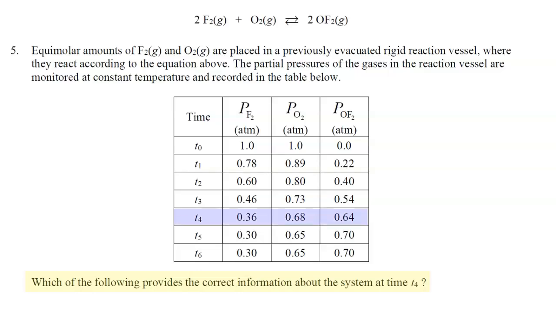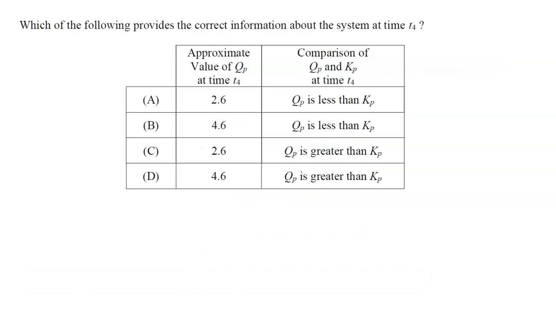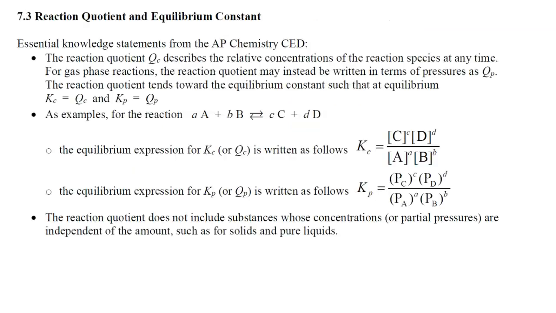Now, as we look at the 4 answer choices here in question 5, we can see that this question deals with what's called the reaction quotient, which is Q, as well as the equilibrium constant K. So this question relates to topic 7.3, reaction quotient and equilibrium constant. Now, the reaction quotient would describe the concentrations or the partial pressures of the system at any time, and the equilibrium constant refers to the concentrations or the partial pressures when equilibrium has been achieved.